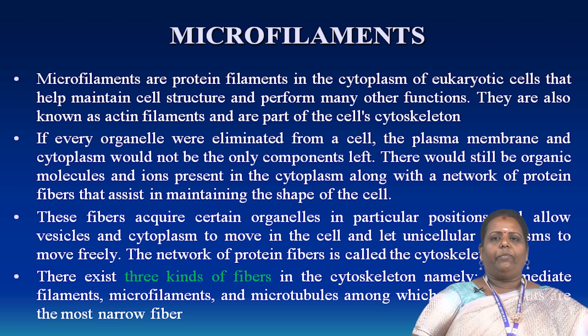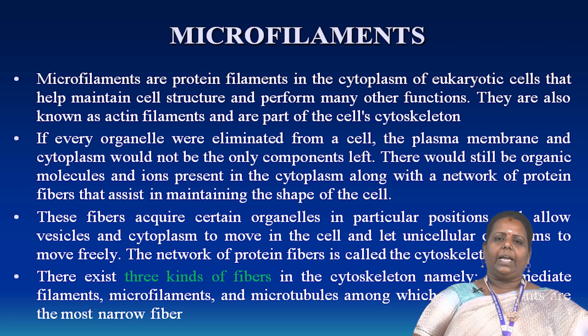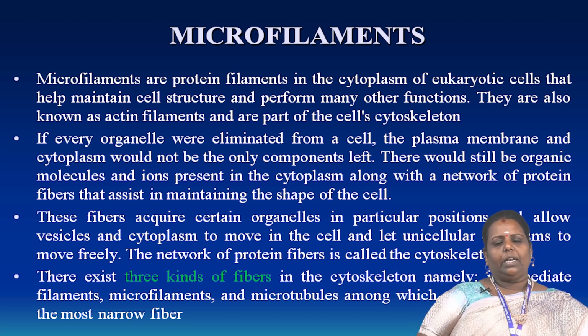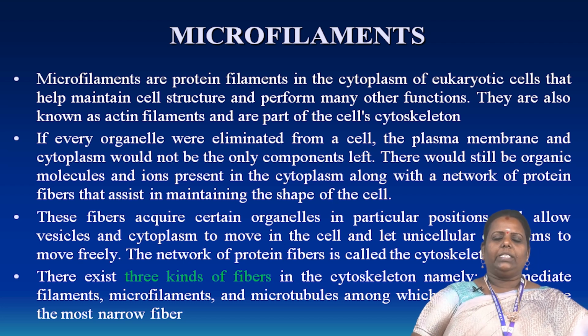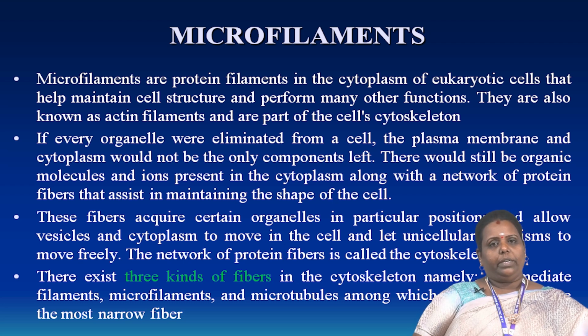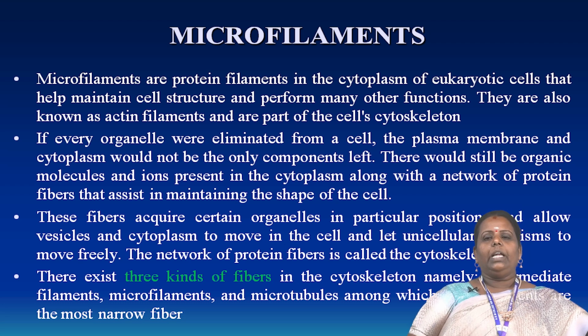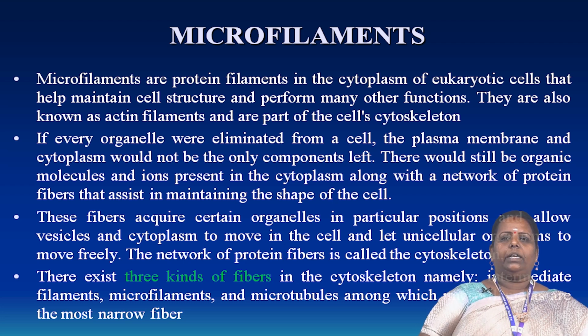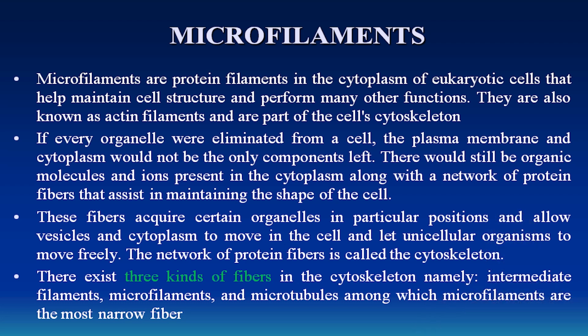The network of protein fibers is called the cytoskeleton. Why? Because the cytoskeleton is important, just as the formation of our body skeleton is very important. At the same time, the cytoskeleton is important in all cells. Three kinds of fibers occur in the cytoskeleton: intermediate filaments, microfilaments, and microtubules.